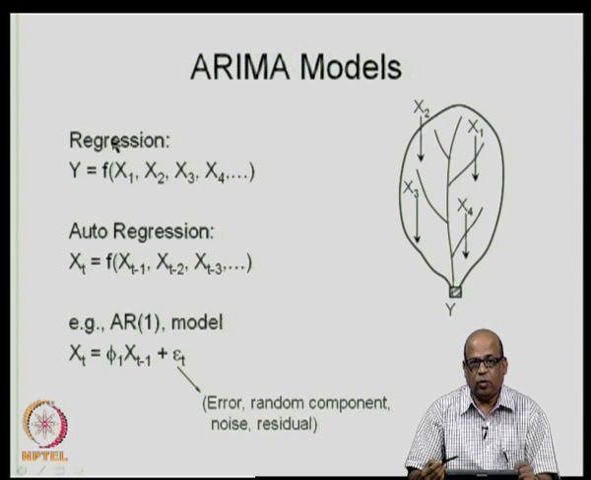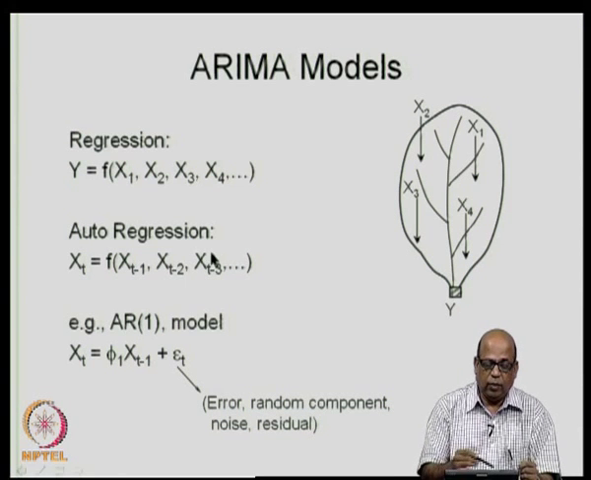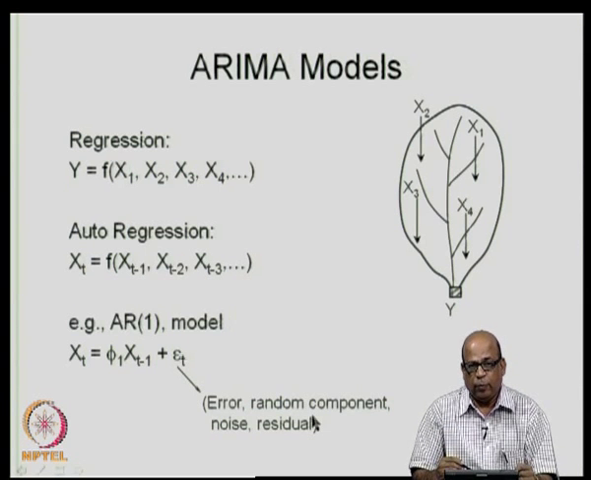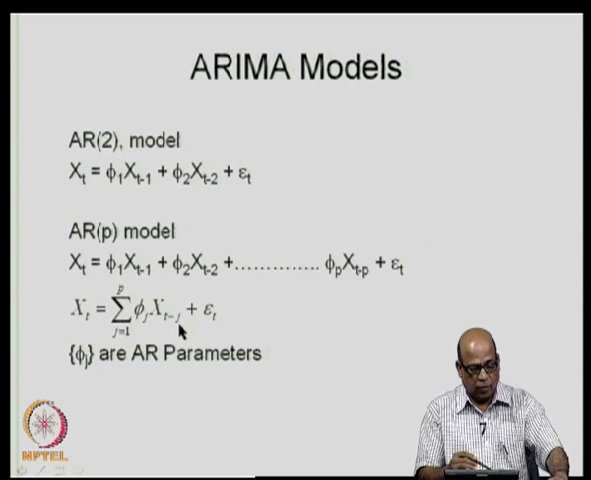Simple linear regression, what did we write? Y is equal to a x plus b. So, in a similar way we are writing x t is equal to phi 1 x t minus 1 plus epsilon t. This is a simple AR1 model.